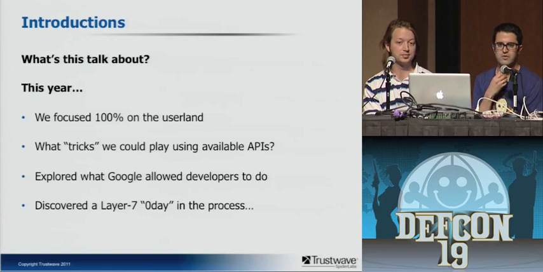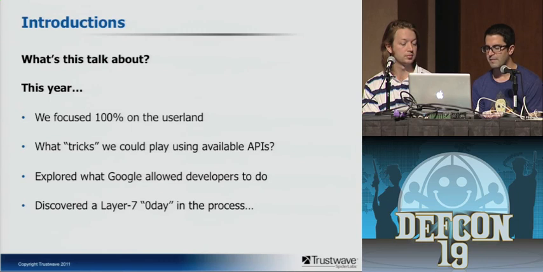After the talk last year, I was thinking I really would like to do another Android talk, and what are some things we can do, and we'll talk a bit about how we actually came to start doing this research. But basically, this year we focused 100% on userland. We just wanted to focus on the user interface, 100%. The whole idea is what tricks we can play using available APIs. Nothing out of the ordinary, all the APIs that are available in the Android SDK. And then really, what did Google allow developers to do? What bad things can we do with the APIs? And in the process, we discovered basically a layer 7 DoS. And so we're going to talk about what that is.